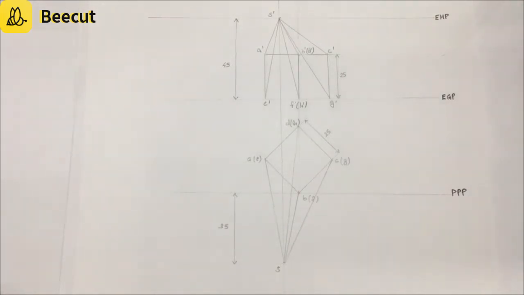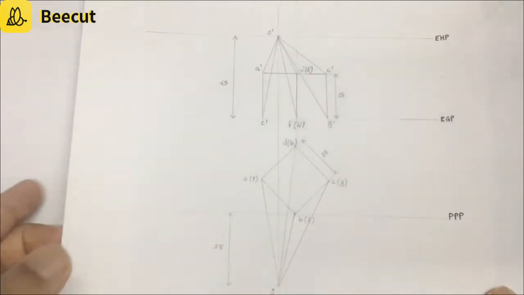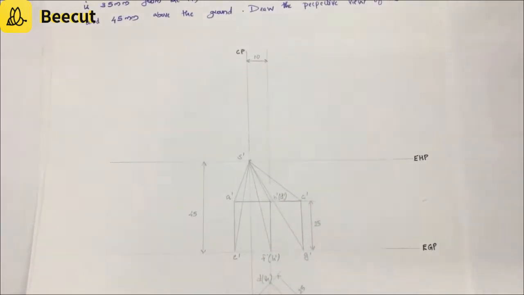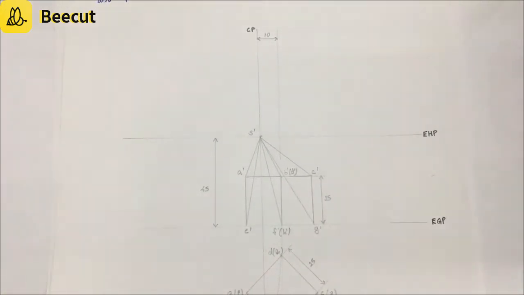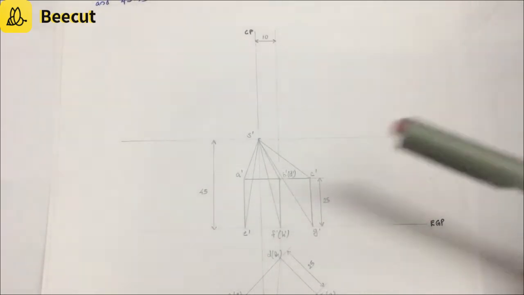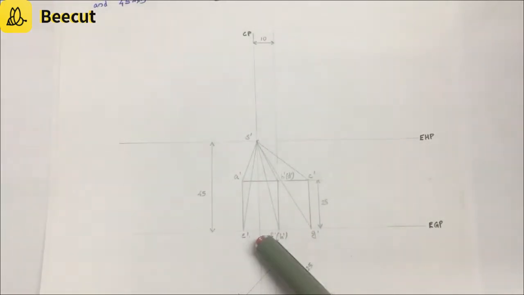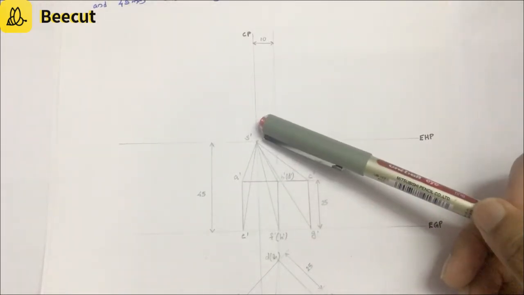And next step, which is step number 6, is to mark the front view of the station point. How are you going to mark the front view of the station point? About the front view, it is stated that the station point is 45 mm above the ground. So on the CP line, from this point you have to take 4.5 centimeter, and you will arrive at a point, and that point is to be named as S dash, which is the front view of the station point.